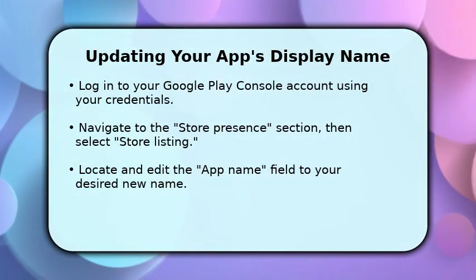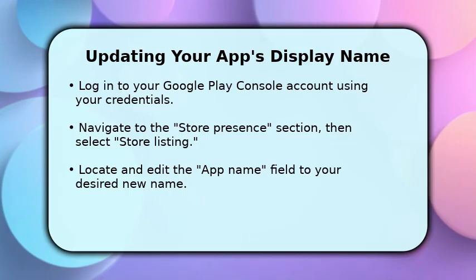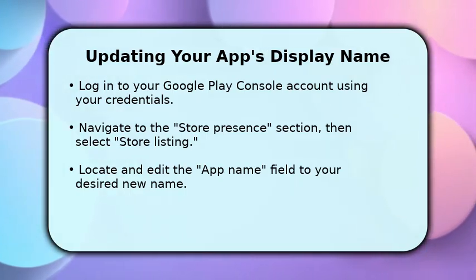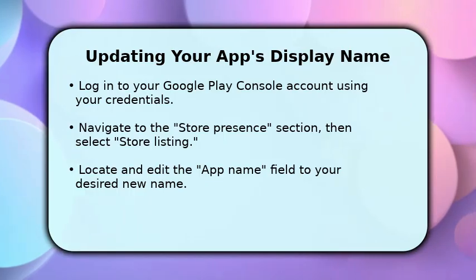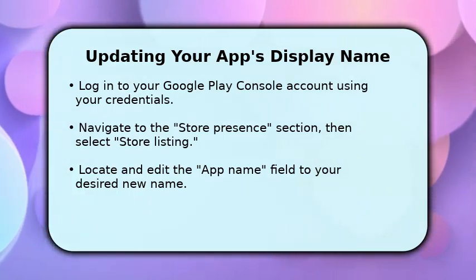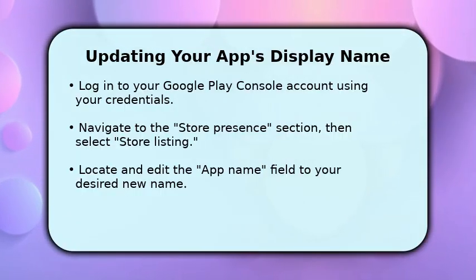To change your application's display name, begin by logging into your Google Play console. Once inside, find the Store Presence section on the left-hand menu and click on Store Listing. Here, you will see a field labeled App Name. Simply type in your new desired name, ensuring it adheres to Google's policies. After making your edits, remember to save your changes and then submit the update for Google's review process.